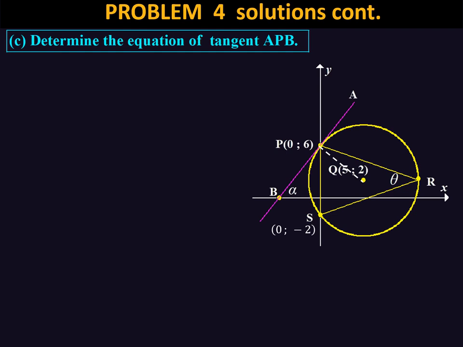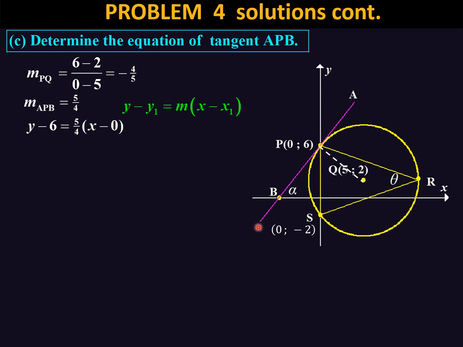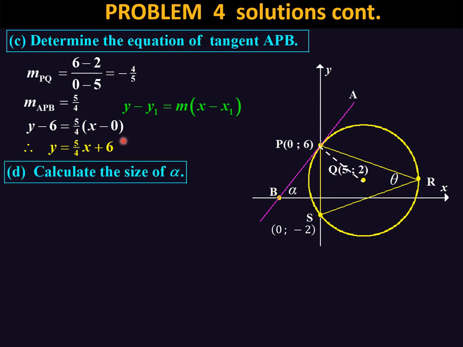That's correct. We need the gradient of the radius, and the radius is PQ. So let's find the gradient of the radius, which is negative 4 over 5. And we use that because the radius and the tangent are perpendicular. So the gradient of the tangent there would be positive 5 over 4. We then use the gradient-point form of the formula, substitute the gradient, and it's at the contact point P, which is (0, 6). So there's the equation, y = 5/4 x + 6.